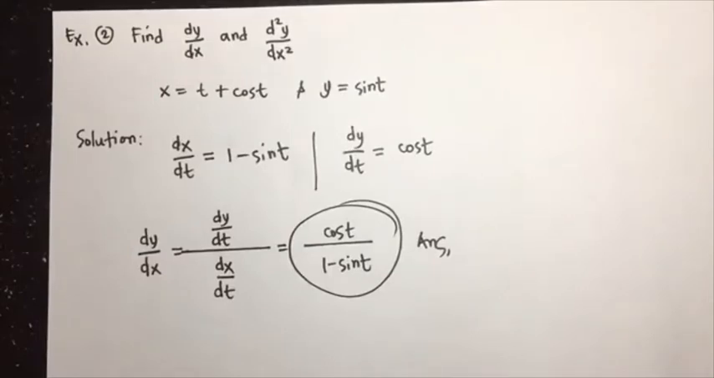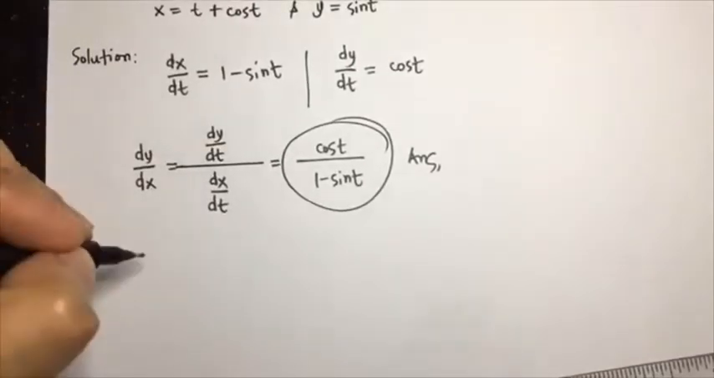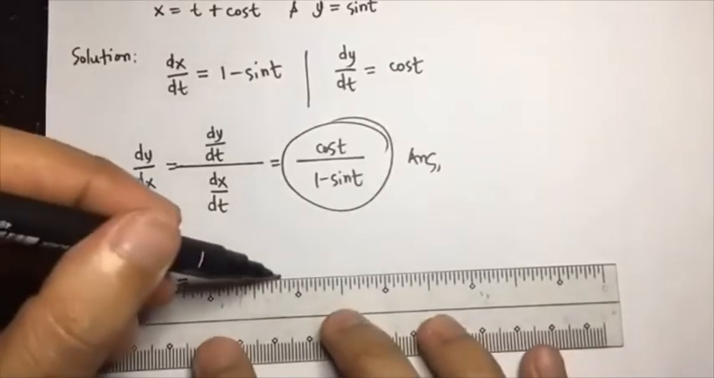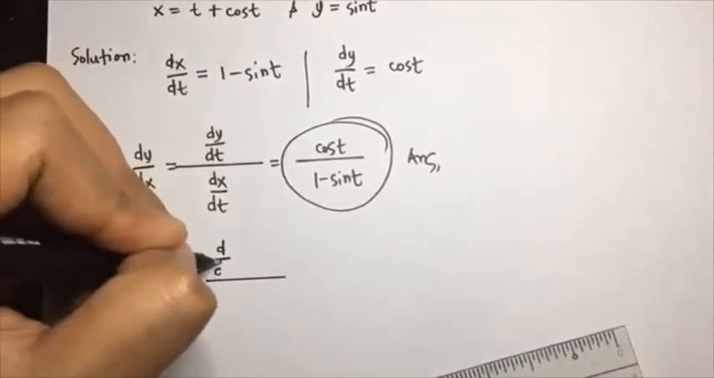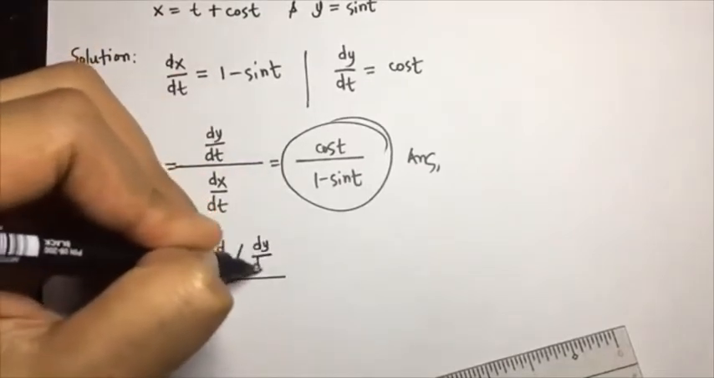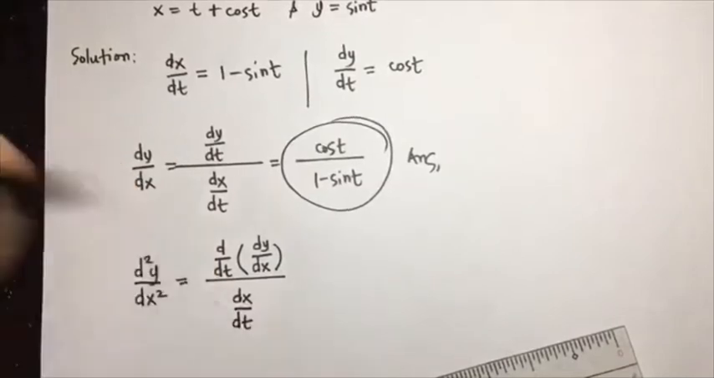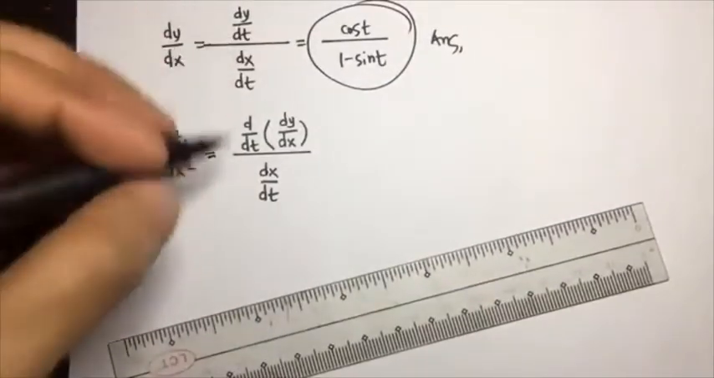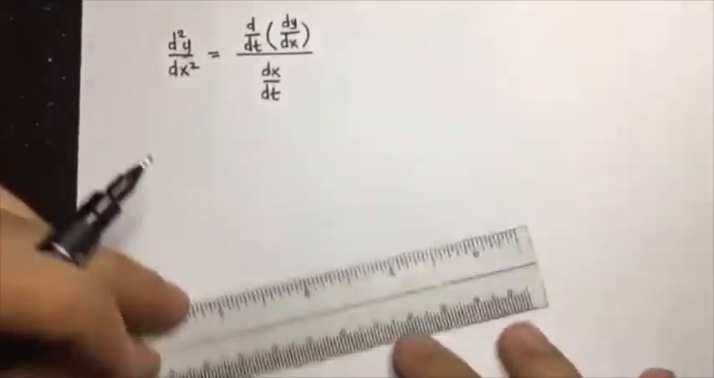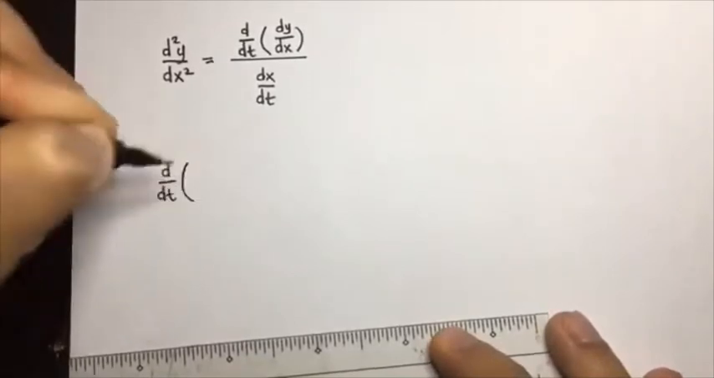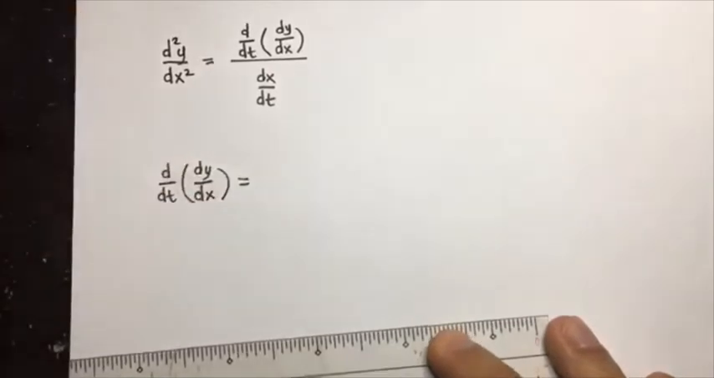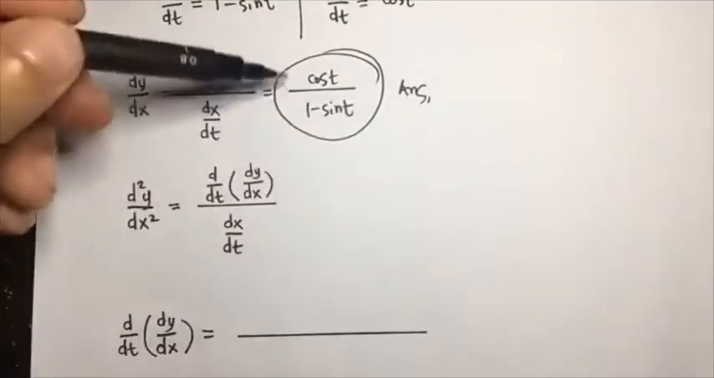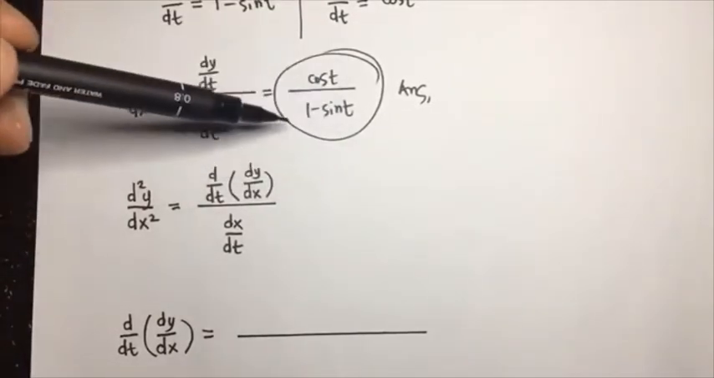So next is the second derivative. For the second derivative, d squared y over dx squared is equal to the derivative with respect to t of the first derivative over dx over dt. So we will derive the first derivative with respect to t. Writing here below our derivative with respect to t of the first derivative, this is a quotient, so we'll use the quotient rule: denominator multiplied by the derivative of the numerator minus numerator multiplied by the derivative of the denominator.